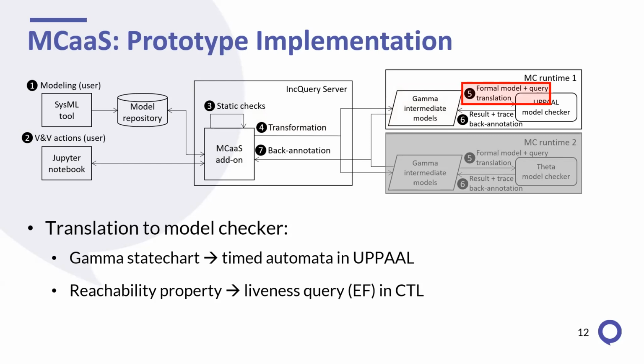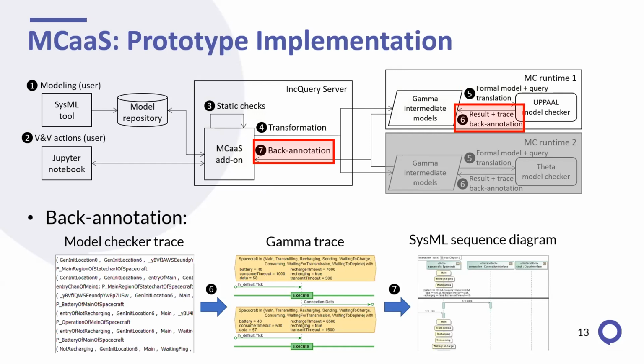So after the transformation, the Gamma framework is responsible for translating the statecharts into the input formalisms of the model checkers and invoking the model checkers as well. In our workflow, we use UPPAAL as the model checker. UPPAAL is using timed automata as formal models, and the reachability properties are translated to liveness queries in CTL. After that, the Gamma framework is invoking the model checker, evaluating the formal properties on the formal models.